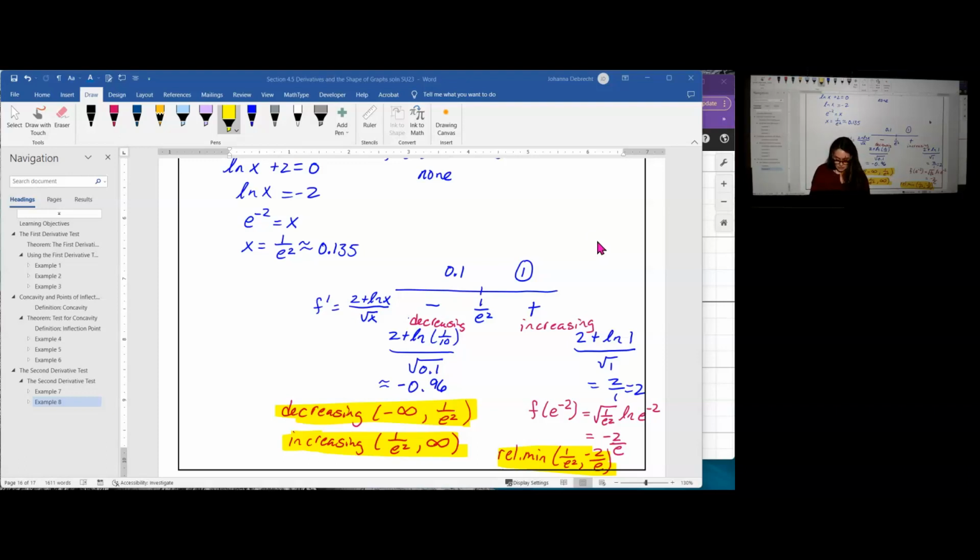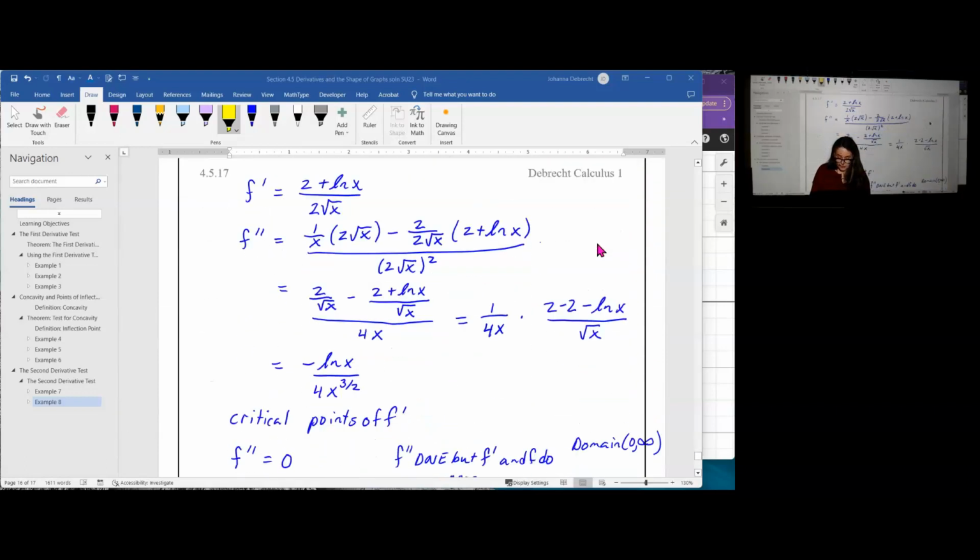Now let's look at the second derivative. I rewrote the first derivative so I had something to refer to. Then I applied the quotient rule. You could also instead apply the chain rule and product rule if you put both the 2 and the square root of x in parentheses with a negative 1 power outside. When I simplified, I ended up with negative natural log of x divided by 4 times x to the 3/2 power. That's the square root cubed.